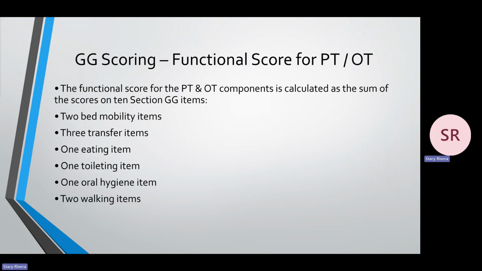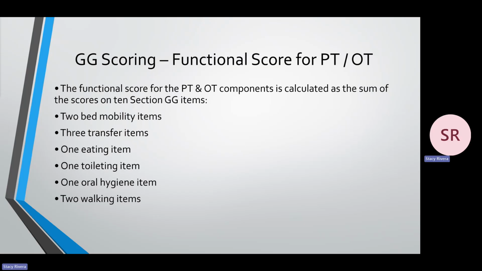GG scoring, the functional score for PT/OT. The functional score for the PT and OT components is calculated as the sum of the scores of 10 GG items. I know on our evals, we've got lots of those little items that pop up. These are the 10 that are pulled from there that actually go into calculating the GG score.